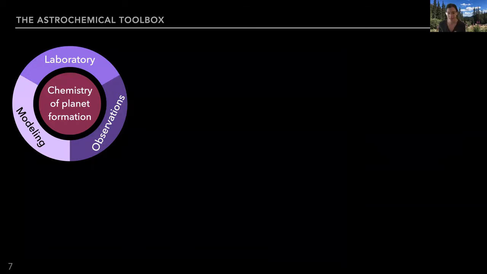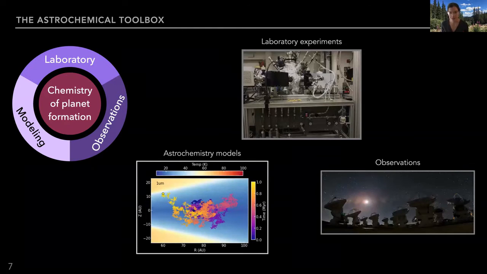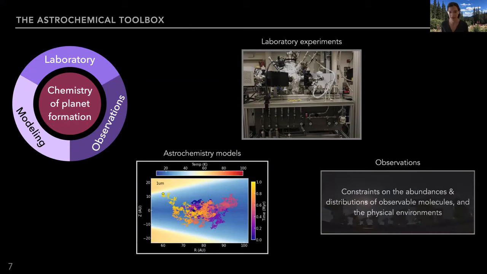So the last thing that I'll talk about here is that we have three main tools in our astrochemical toolkit that we can use to approach this problem of planet formation chemistry. So these tools consist of lab experiments, models, and observations. And observations are really valuable because they give us constraints on the abundances and distributions of molecules that we can observe. And they also allow us to probe the physical environments that this planet formation physics and chemistry is happening in.